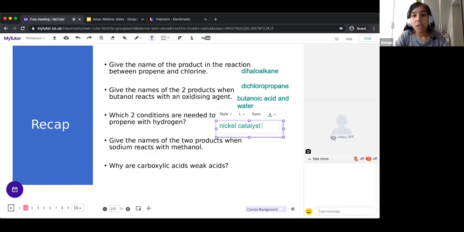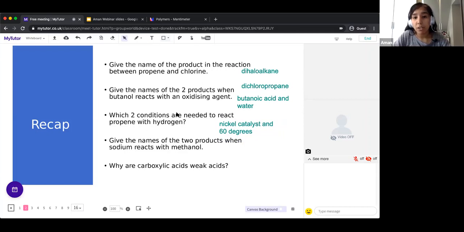Just out of interest, does anyone remember what's formed when we react propene with hydrogen? So this is one of my favorite reactions because I find it the most easy to remember. So propene with hydrogen, what's formed? Excellent, propane. So someone's asking me, how do we remember these reactions, which is a really good question.